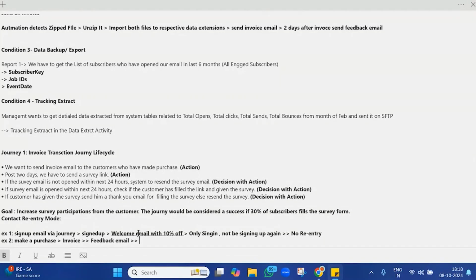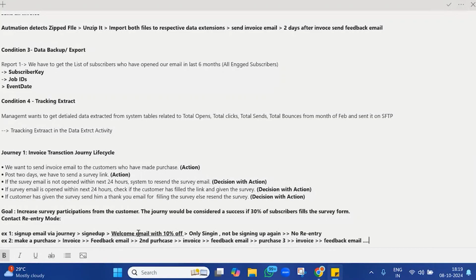But while you are inside the journey, suppose this morning you purchased something from Amazon, and in the evening you also went and purchased. That means you will receive another invoice for your next purchase. For your second purchase also, you will receive an invoice and a feedback email. Then again, day after tomorrow you might make purchase 3. Again you will receive an invoice and a feedback email.